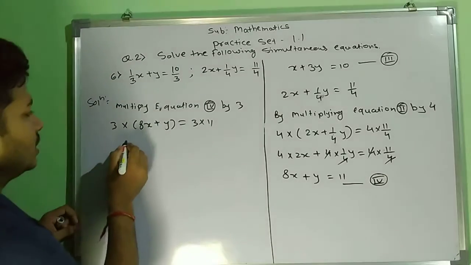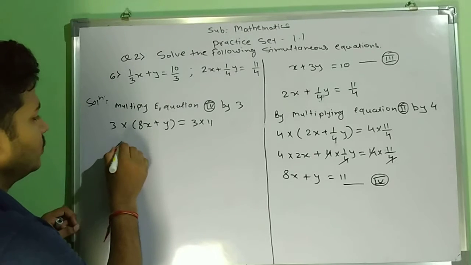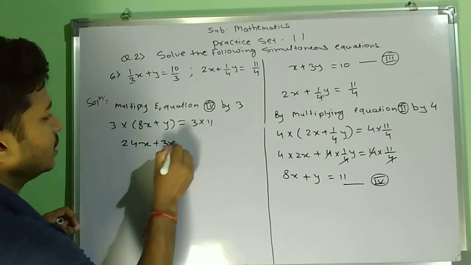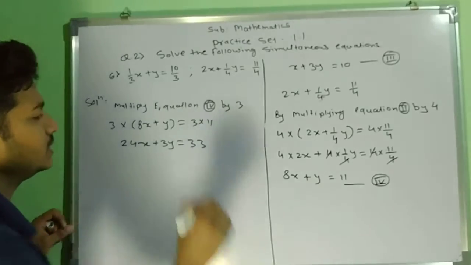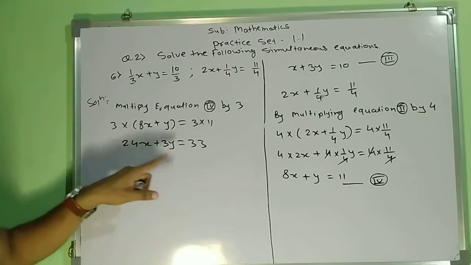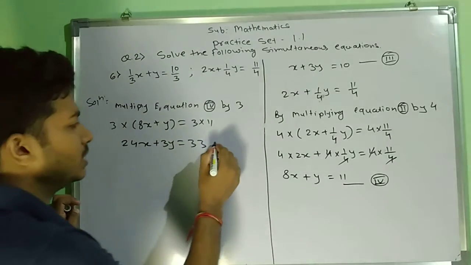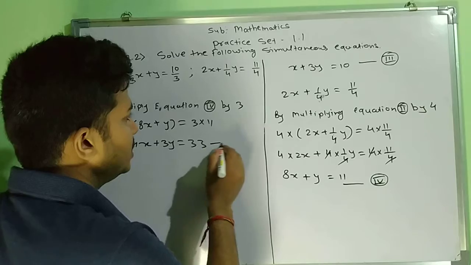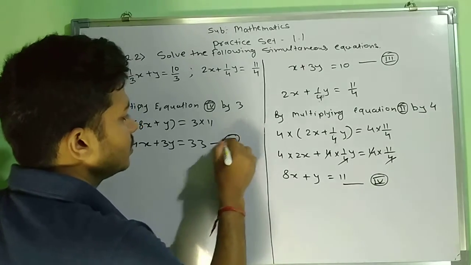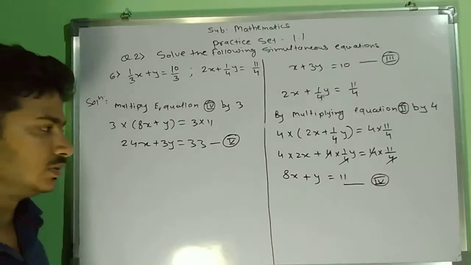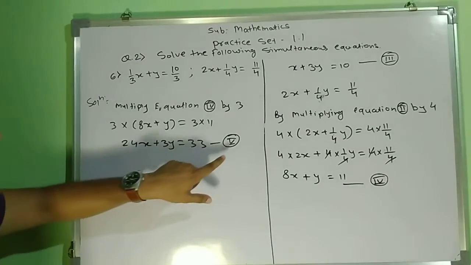So 3 into 8 is 24x plus 3 into y is 3y, which is equal to 33. 11 times 3 is 33. So we got one new equation, 24x plus 3y is equal to 33. That will be equation number 5. Whichever equation we get will be the next equation. Okay, so that was equation number 4.